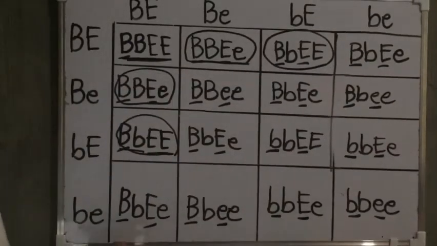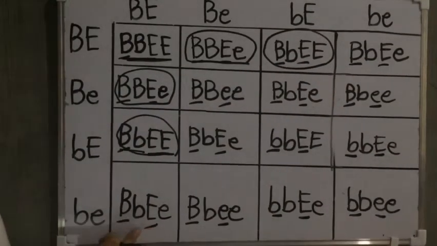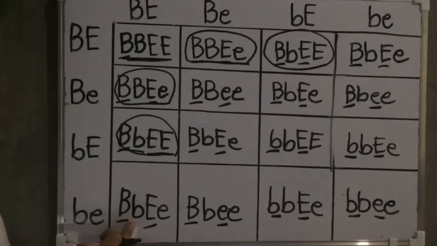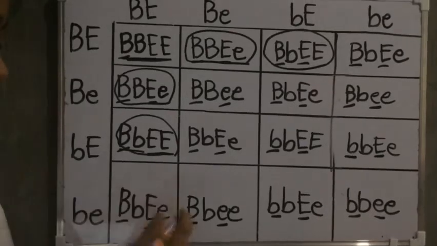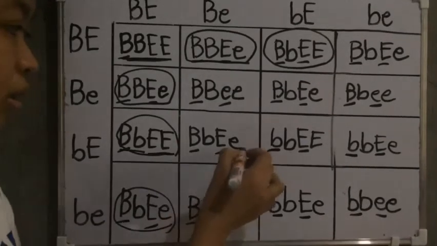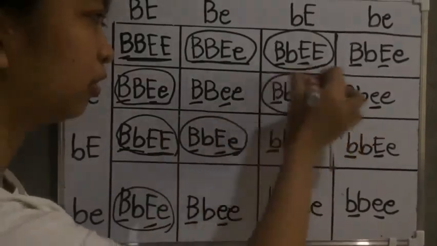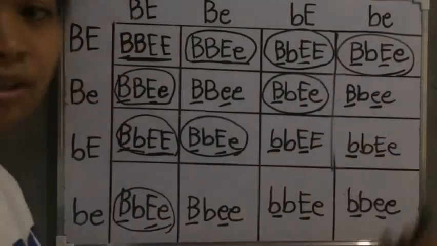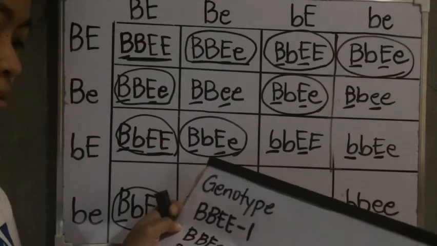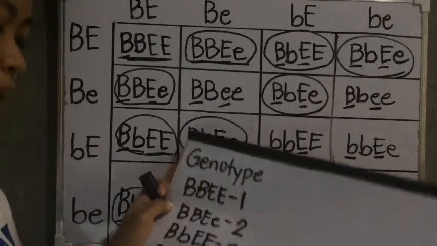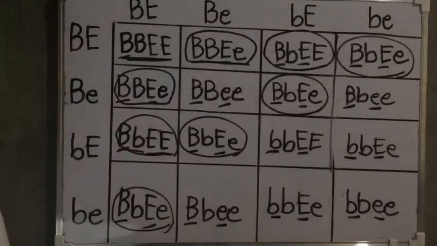Next one, this one, we have heterozygous for black and blonde and heterozygous for brown and blue. So, ilan yung katulad na ito? 1, 2, 3, 4. So, we have 4 heterozygous for black and blonde and heterozygous for brown and blue. We have 4.